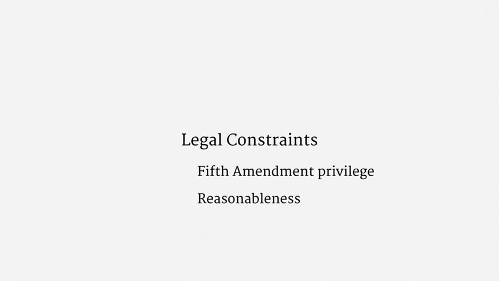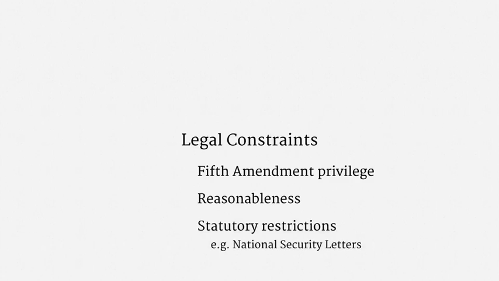There are also a few legal constraints on the subpoena power. First up is the Fifth Amendment privilege, which can prohibit compelling self-incriminating testimony. More on that in a moment. Second, subpoenas have to satisfy a reasonableness standard. We'll talk a little bit more about that too. Last, statutory grants of subpoena power sometimes include restrictions. For example, the National Security Letter statutes, which we'll discuss later in the course, apply only to specific categories of information.